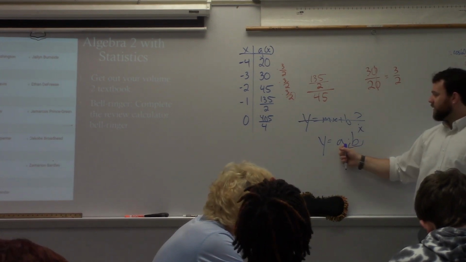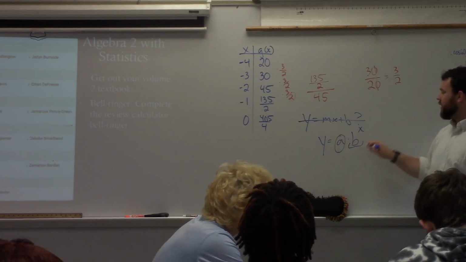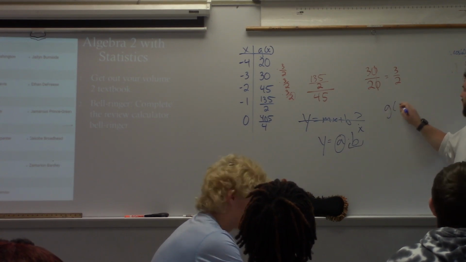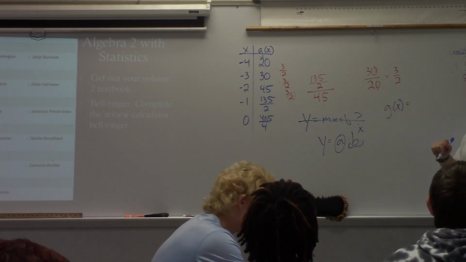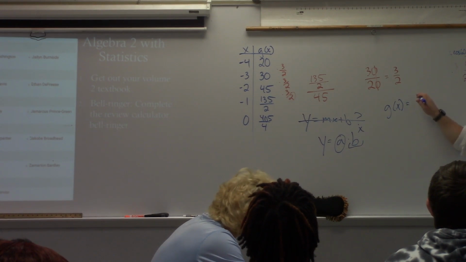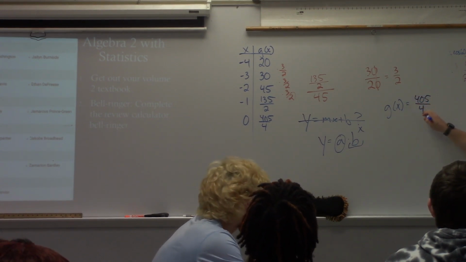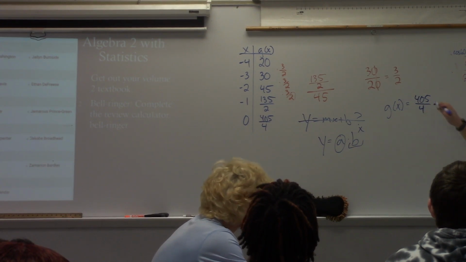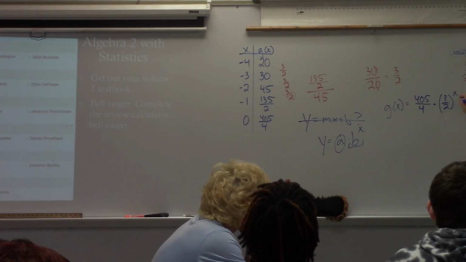So what is A going to stand for? That's my y-intercept. So for this function, g of x equals, what's my y-intercept? 405 divided by 4, or fourths, times 3 halves, raised to the x.